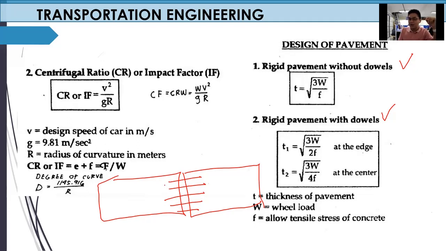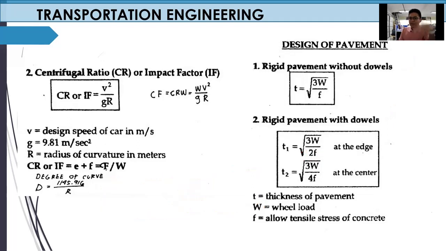Ganyan. Kaya mga purok-purok lang, mga barangay-barangay. Pero minsan nilalagyan nila. So pag meron silang nilalagyan na dowel, medyo maliit na lang yung thickness niya. Para hindi naman tayo over-design. So 3W over 2F at the edge, yung thickness niya. Then sa center, dapat 3W over 4F.